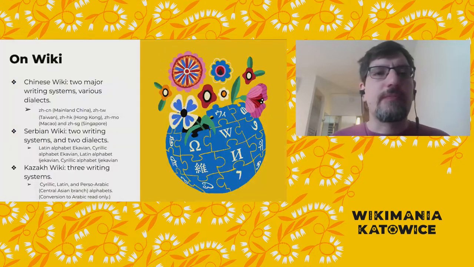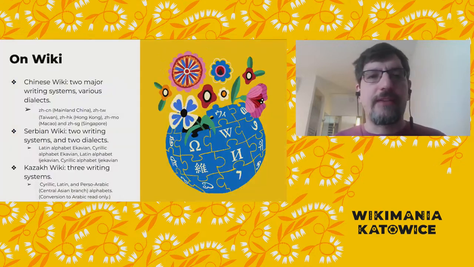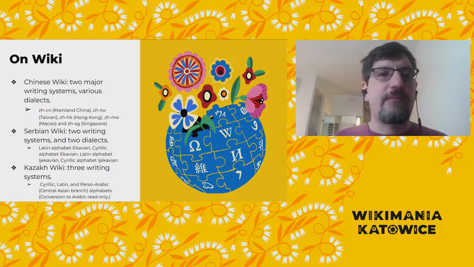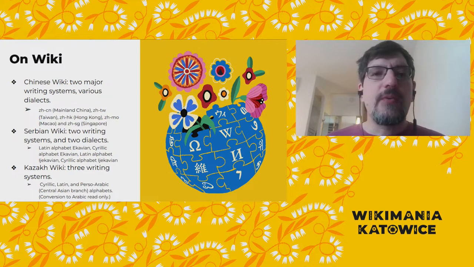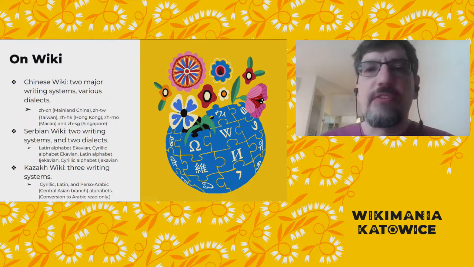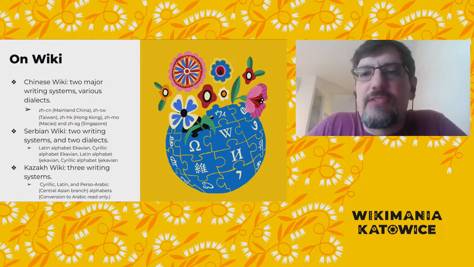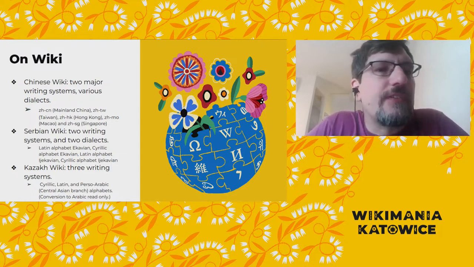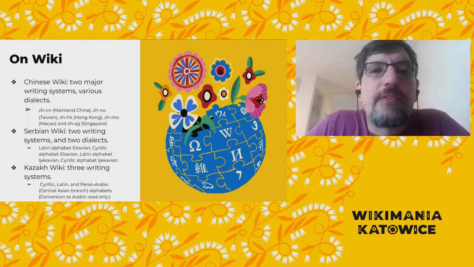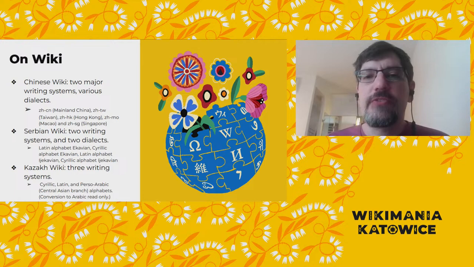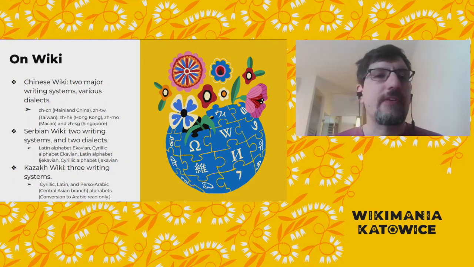So Language Converter is used to bridge script and dialect differences on wiki, differences between variants. Here are some of the larger wikis which use it. On Chinese Wiki, we have two major writing systems, traditional and simplified characters. There are also numerous dialects represented, some of which stretch the definition of dialect for political reasons. Most readers on Chinese Wikipedia can read and write only one of the scripts. Those who read and write traditional characters usually do not know simplified characters and vice versa.